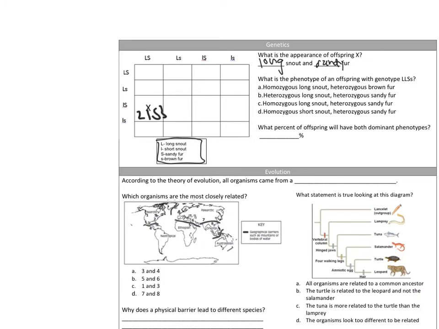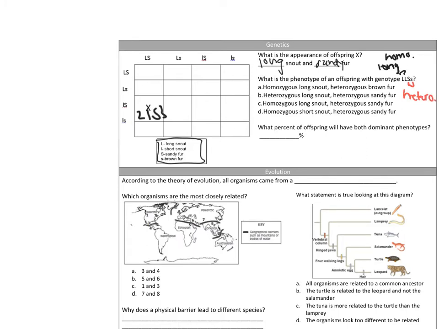Okay, so big L, big L. Let's look at those. When I have two of the same alleles, I know that is going to be homozygous. And looking at my key, big L means long fur. Go over to my other trait. I have two different alleles. Different, I know, is hetero.